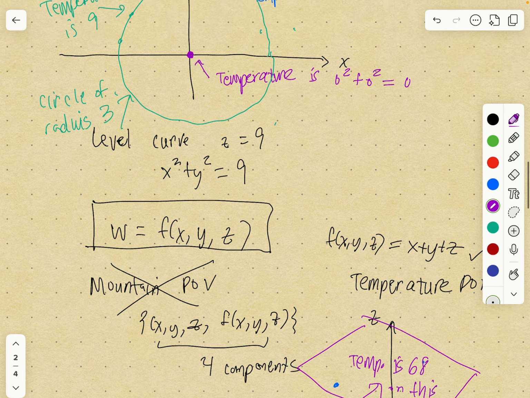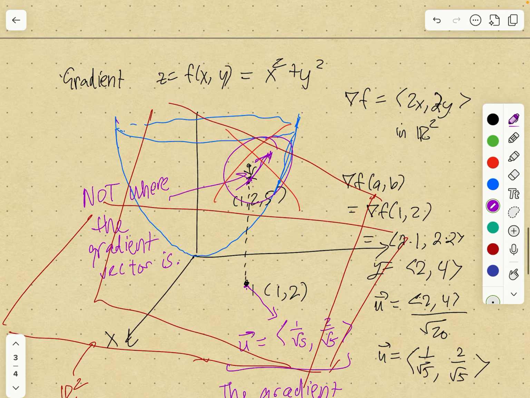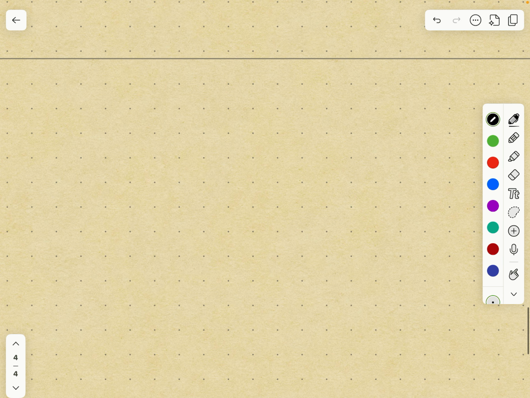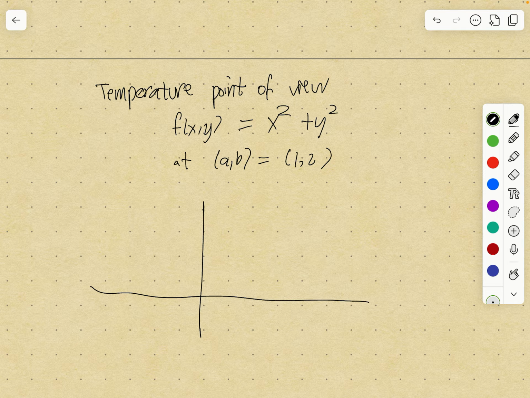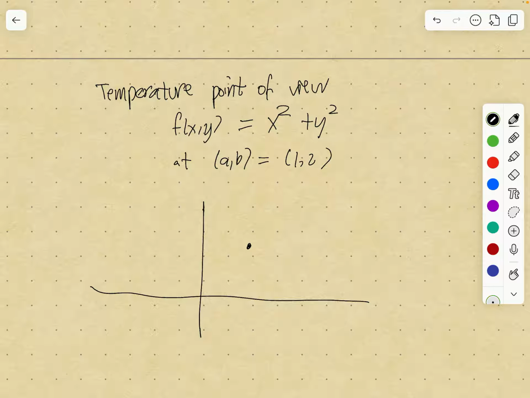And the temperature point of view, I don't want to say it makes more sense, but it makes sense. So in the temperature point of view, let's go back to the temperature point of view. You have your function f of x, y, which is x squared plus y squared, and you're at the point a comma b, which is 1, 2. So when you think about the function in the temperature point of view, you have the point 1, comma 2, so you're here, let's say this is 1, comma 2.